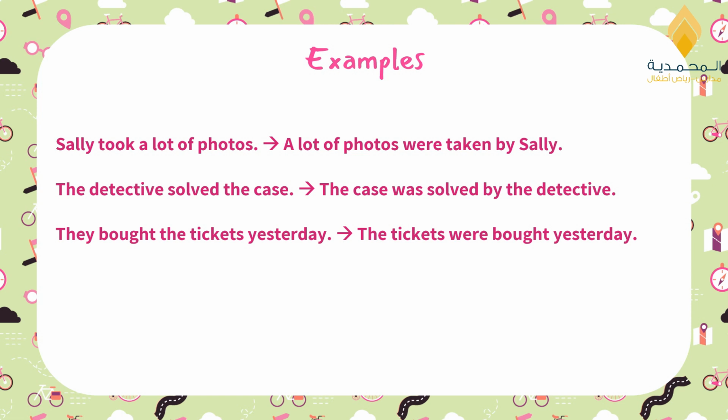They bought the tickets yesterday. The tickets were bought yesterday. So I deleted the subject, brought the object to the beginning of the sentence, and added was or were plus verb 3. Then you can add by plus the subject. These are a few examples of changing some past sentences into the passive.